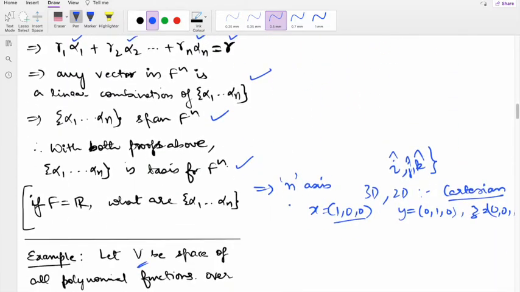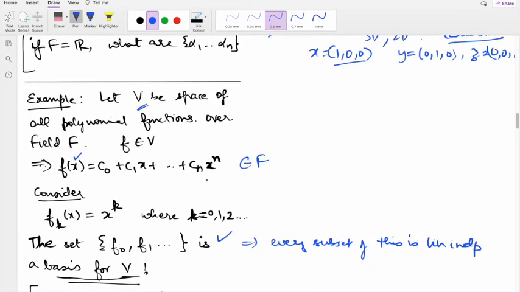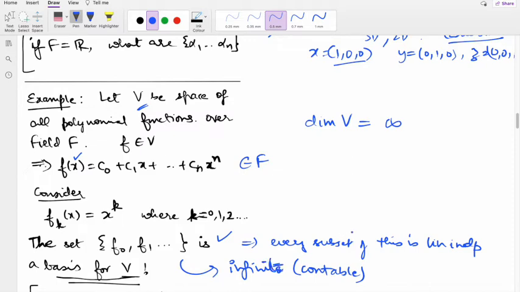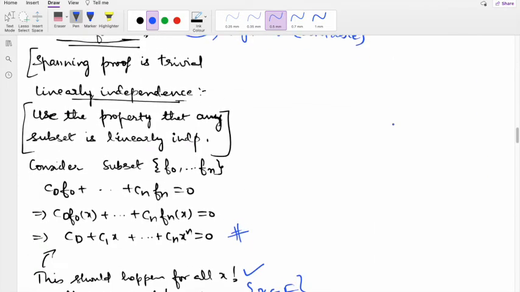Similarly, this particular example that we had, the set of all polynomial functions, the dimension of this vector space is just going to be infinity, right? Because my basis is an infinite set. Though it is countable, it is infinite. Okay, good. So this is the second idea.